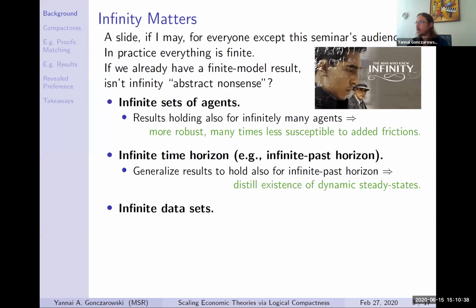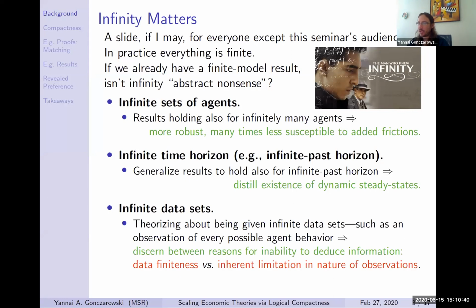dynamic steady states. And for infinite data, it's true that you're never going to be given infinite data, but if you can think about whether you can deduce something about an agent's behavior from finite data or not in a revealed preference kind of way, and you know that you cannot deduce or rule out something given finite data, is that because the data is finite and you could have deduced or ruled out something given infinite data?